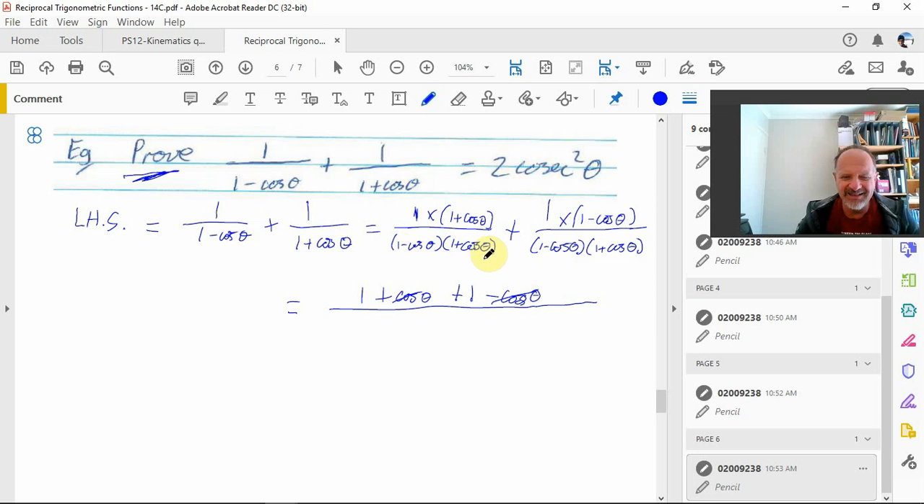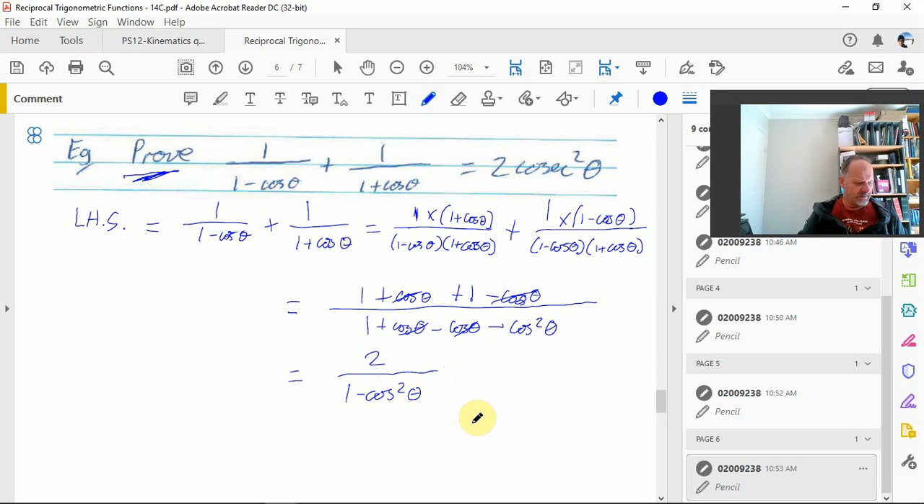When I expand this, you can recognize that it adopts, and if you do, you can shortcut yourself. But if not, you can expand. So 1 times 1 is 1. 1 times cos theta is plus cos theta. Minus cos theta times 1 is minus cos theta. Already noticed there, minus times a plus is a minus. Cos times cos is cos squared. And so what have I got? I've got 2 on the top, and on the bottom I've got 1 minus cos squared theta.